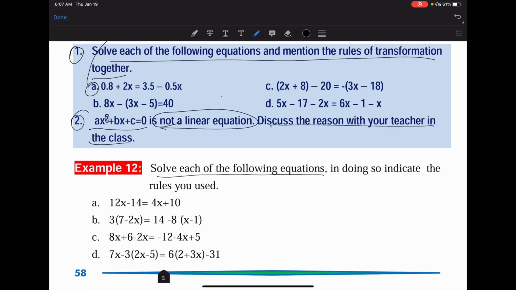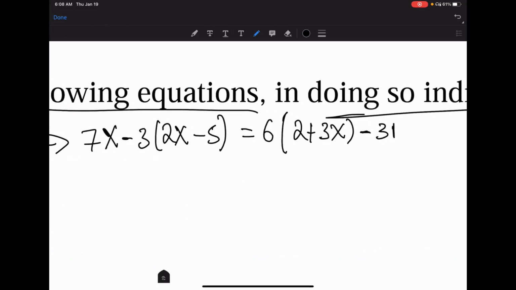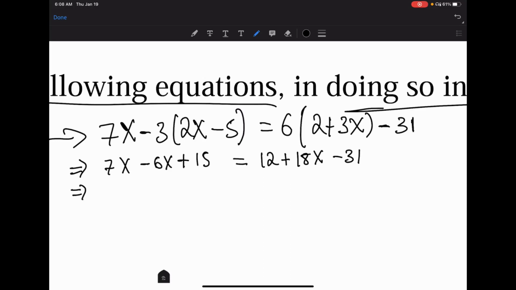Okay, solve each of the following equations. In doing so, indicate the rules you use. Let's try the first one and leave the others to you. Okay, now let's solve this equation. The first thing that we do is distribute. 7x minus negative 3 times 2x, we get negative 6x. Negative 3 times negative 5, we get positive 15 is equals to 6 times 2, that is 12, plus 6 times 3x, that is 18x minus 31, which again implies that we can put this in bracket.